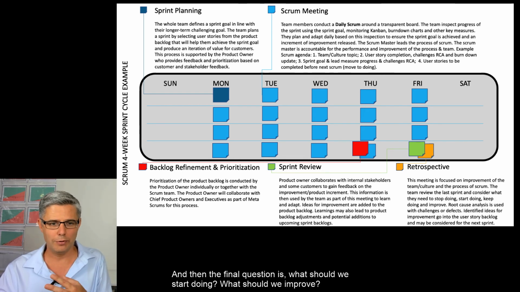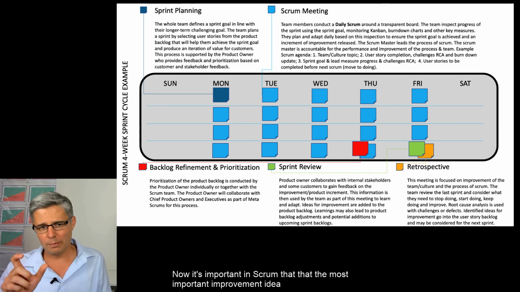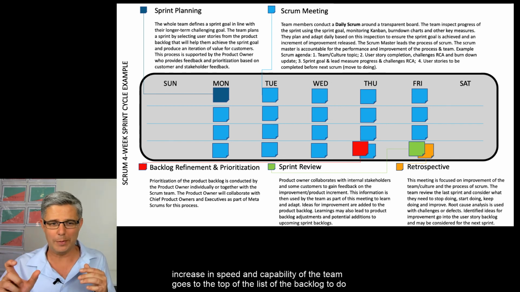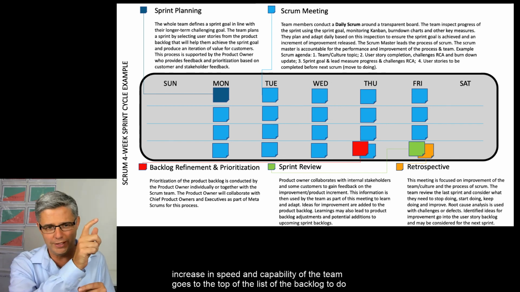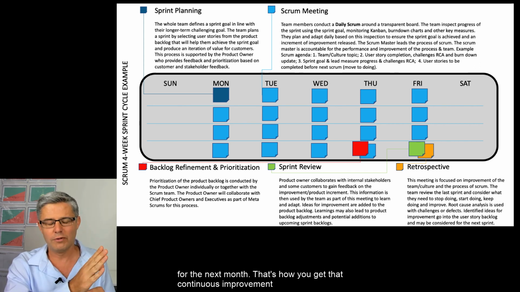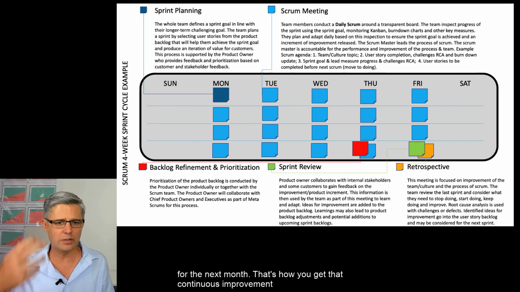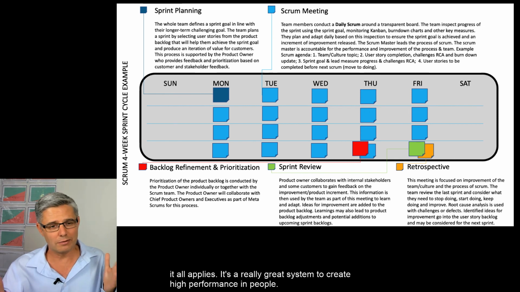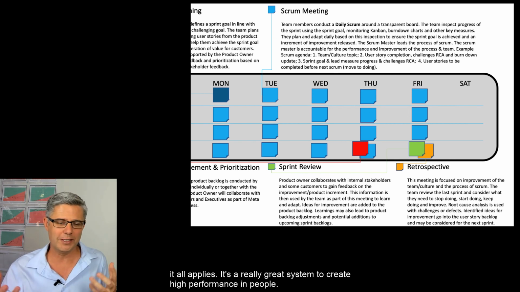What should we improve? Now, it's important in Scrum that the most important improvement idea or the best that comes up that's going to deliver the most value or the most increase in speed and capability of the team goes to the top of the list of the backlog, the to-do for the next month. That's how you get that continuous improvement, constantly driving through the process of Agile. Doesn't matter what industry, what role, what team, it all applies. It's a really great system to create high performance in people.